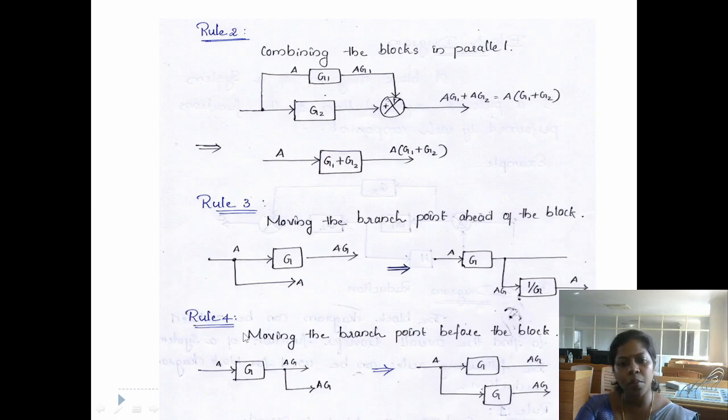Now rule number 4 is moving the branch point before the block. Here we have to move this branch before the block. In this branch the signal is AG, and there should not be any change in this signal AG. For that we have to add one block, that is G. Then the output will be AG.